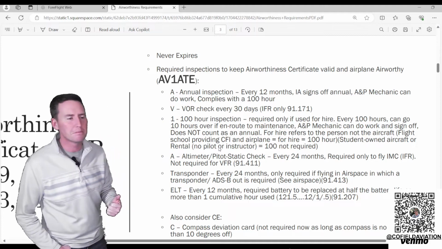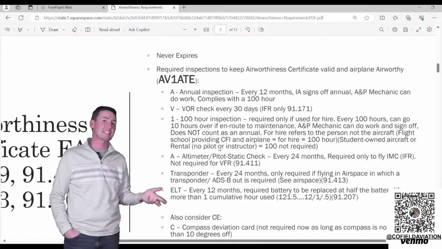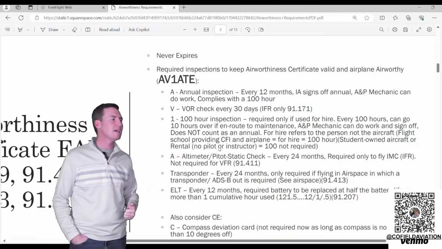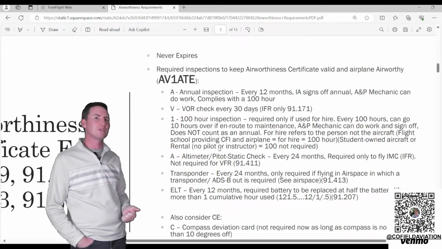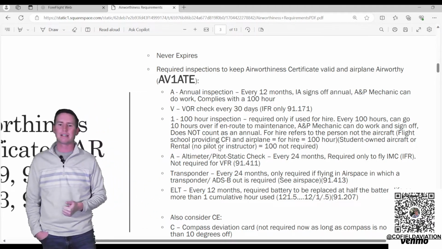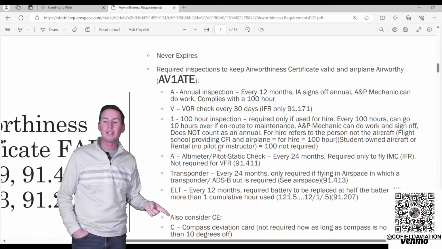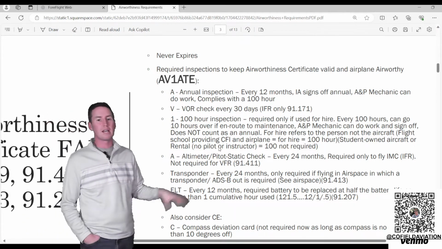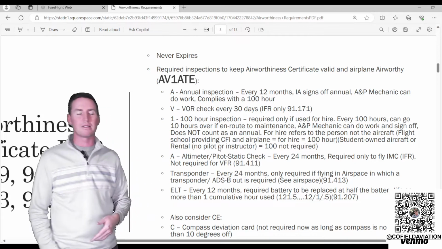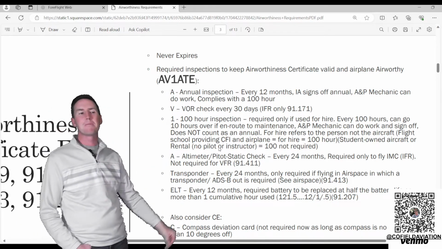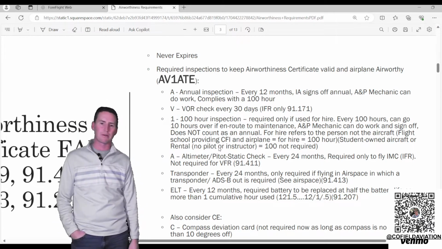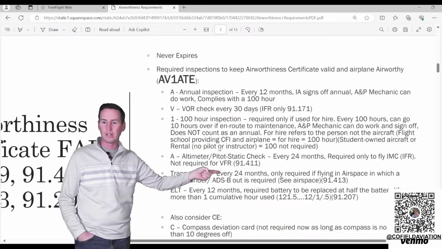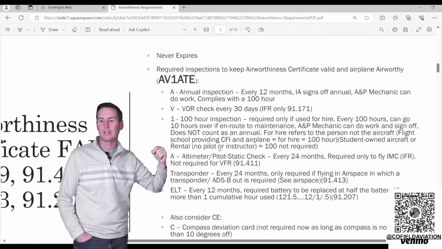The regs don't necessarily specify if that's Hobbs time or tach time, so take the lesser of those, and just go by the tach time on the engine, every 100-hour tach time. You can go 10 hours over that, but only if you're en route to maintenance. So you can't just go over that over and over as you want, only if you were en route going to get that 100-hour inspection. And that extra time does not count for the next inspection.